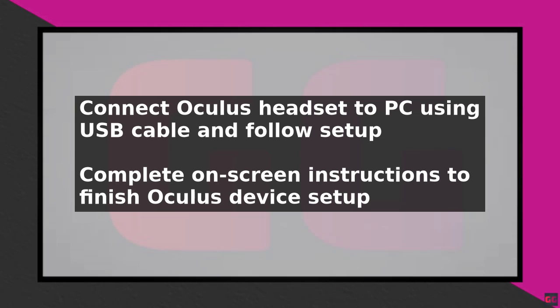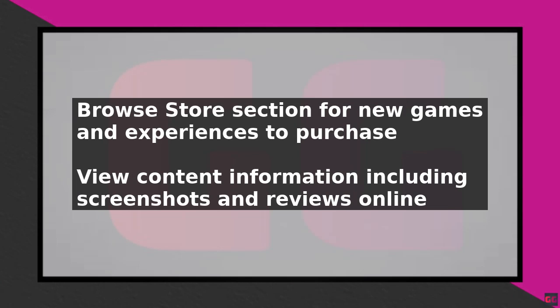To download or purchase content, navigate to the store section and browse through the available games and experiences. When you find something you like, click on it to view more information, including screenshots, videos, and reviews. If you want to purchase or download the content, click the Buy or Download button.